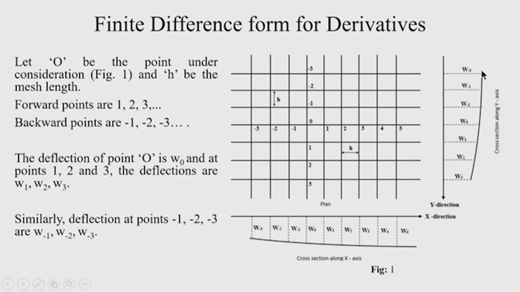So you are getting the deflected surface along the y axis, but you can see that node 0 is common to x and y axis. So you are getting here W0. Here also we number 1, 2, 3 along the y axis, and here -1, -2, -3 along the negative direction of the y axis. So you are getting a deflected shape.